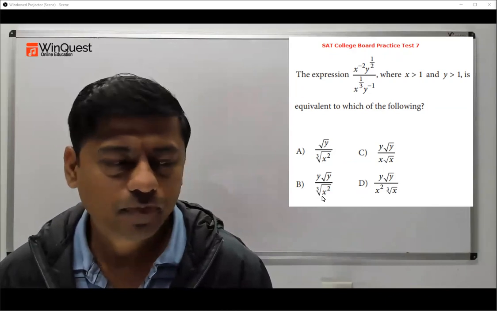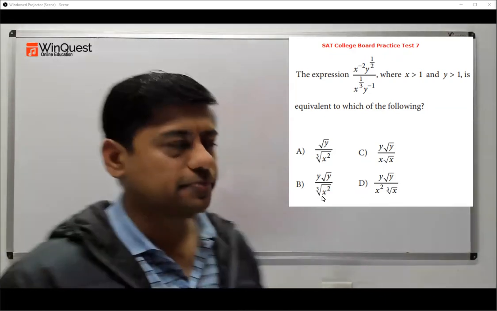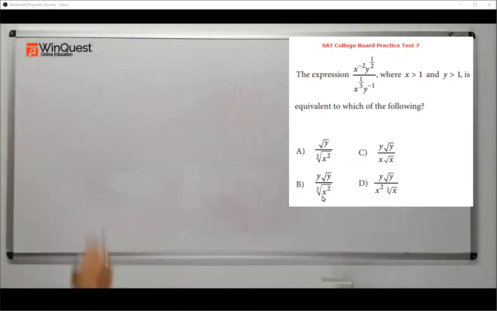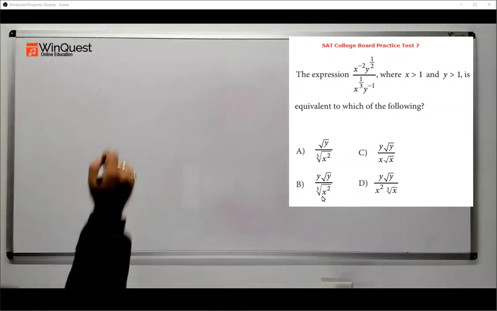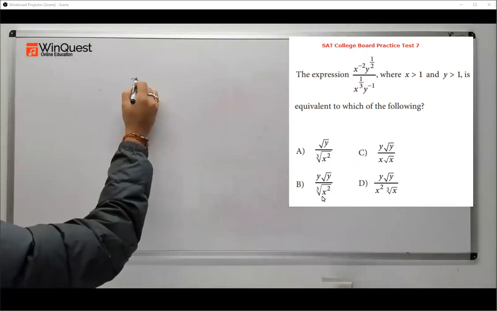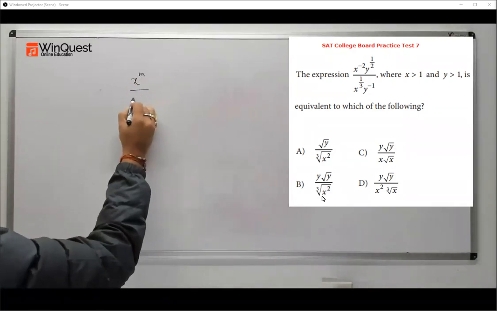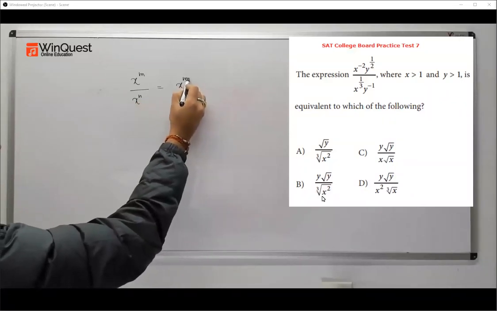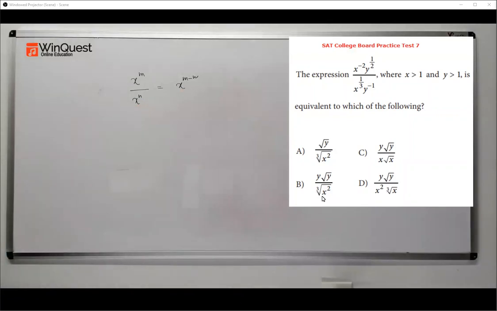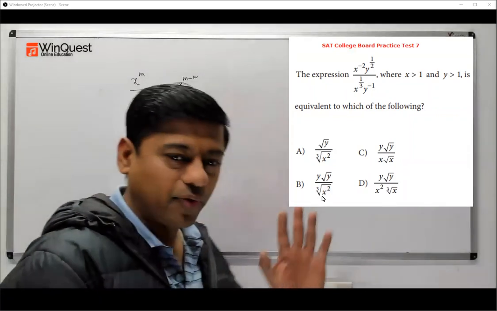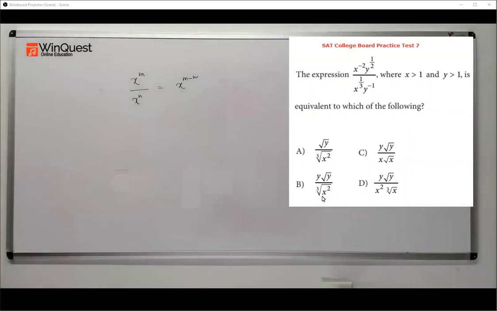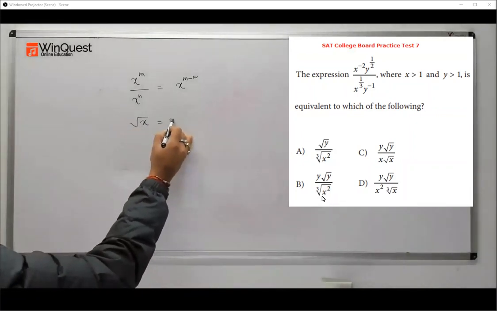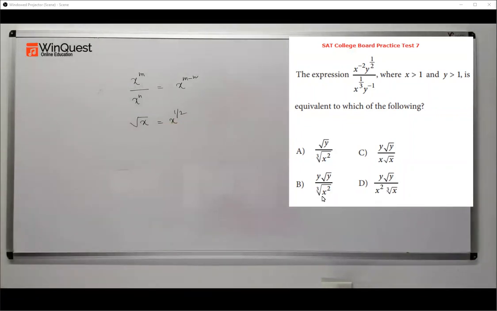Okay. Here is the thing. Key point. If you have x to the power m by x to the power n, the first formula is you will subtract the powers. That is the first learning you have to do. That will be required. Another important learning, we already know root of x is equal to x to the power half.